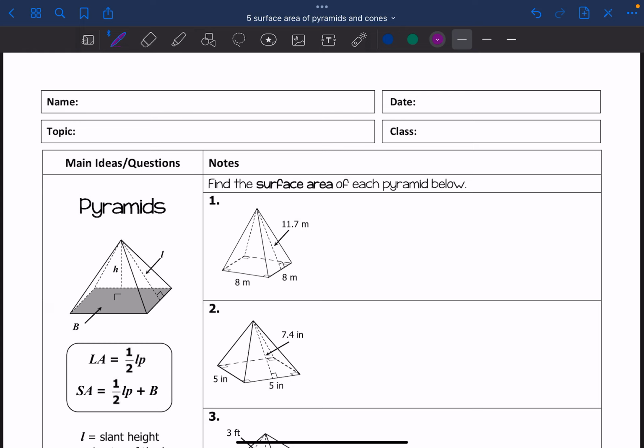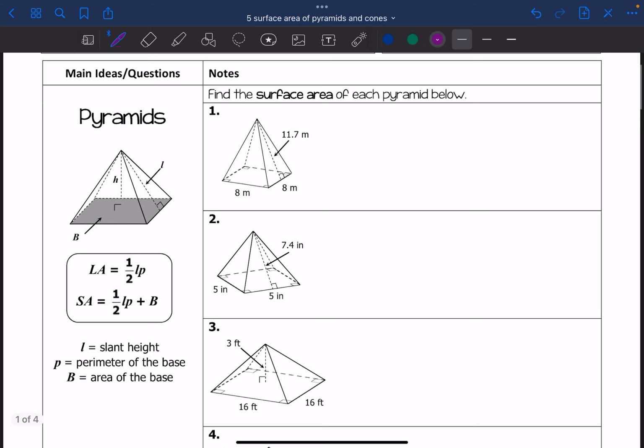Hey guys, today we're going to start talking about the surface area of pyramids and cones. So here are our notes, and it has the formula right there on the side. For this one, you still have lateral area and surface area. Lateral area is all of the faces that are not the base. If you look at that pyramid that they have drawn there, lateral area would be all the ones that are not shaded in. So in order to find that, it's kind of like a triangle.